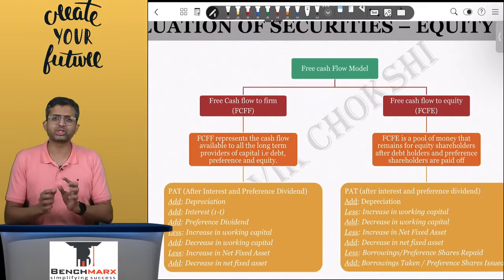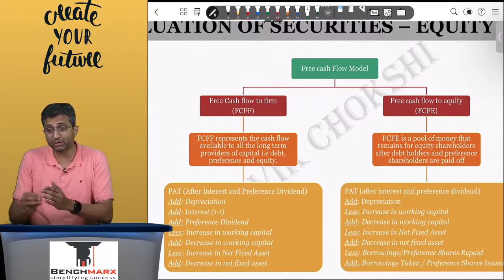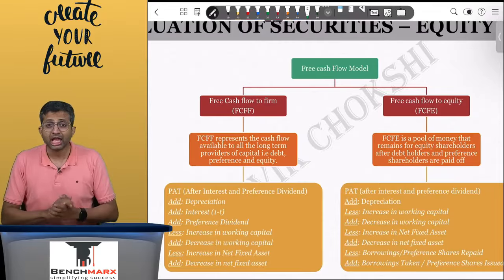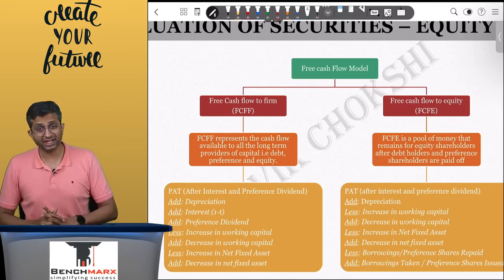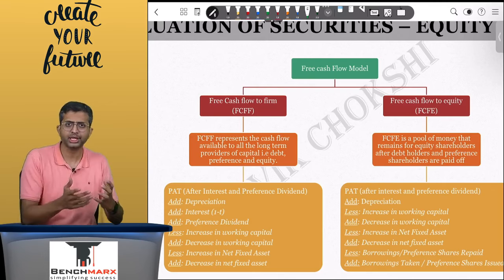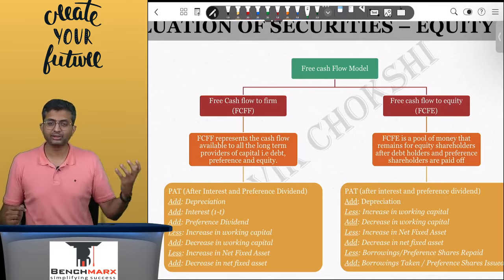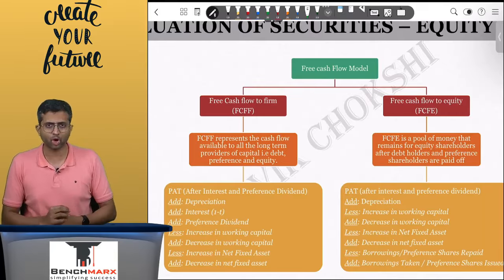However, you also have to adjust the borrowings because you need to find a pool of money which is available for equity only, which means you have to consider the fact that borrowings may have to be repaid or new borrowings might have been taken. And hence, considering all of that, you will find FCFE. Now, in order to do valuation, you have to discount this. FCFE belongs to equity, and hence the discount rate should be KE. FCFF belongs to debt and equity both, and hence the discount rate over here should be WACC or KO.